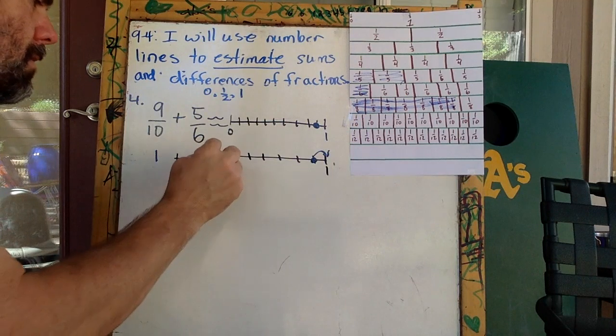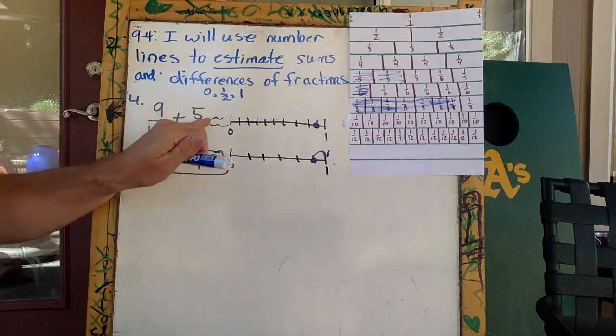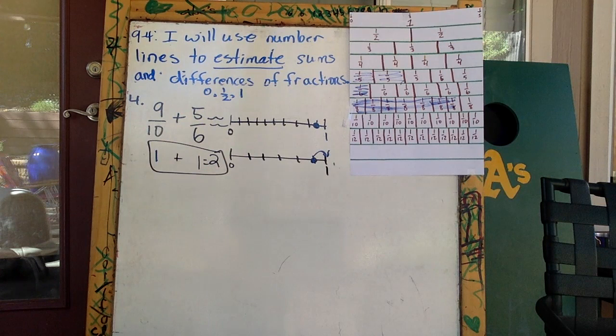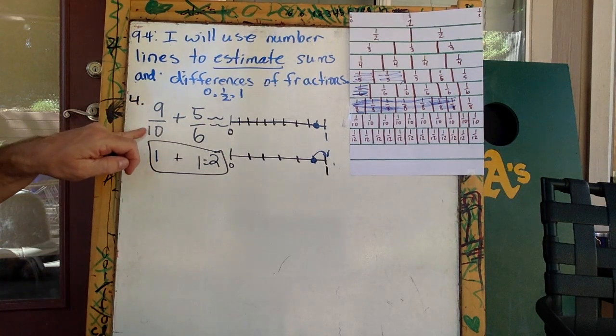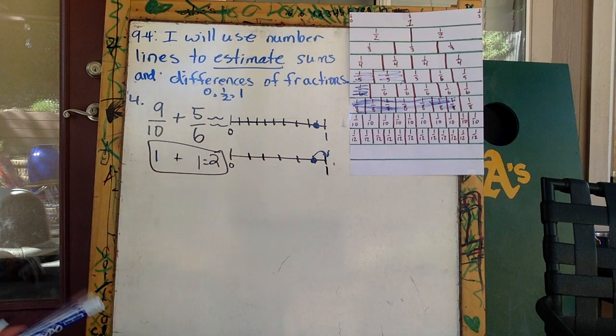1 plus 1 equals 2. So 9/10 plus 5/6 is going to be about 2 wholes. Again, looking at the 9, how close it is to 10, that's automatically 1. 5 to 6 is automatically 1 as well.